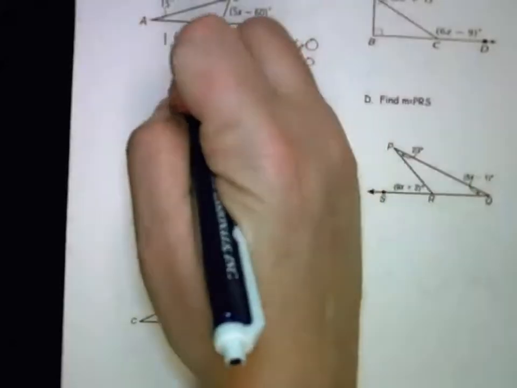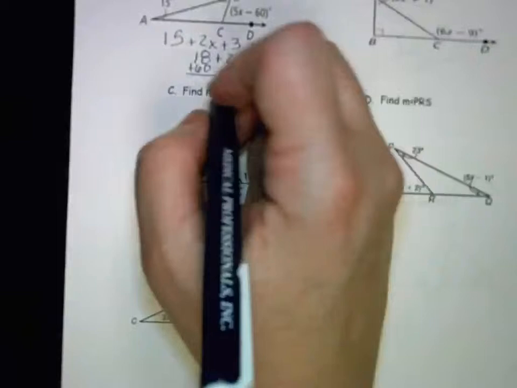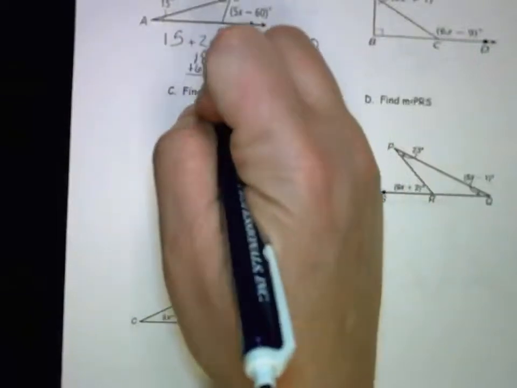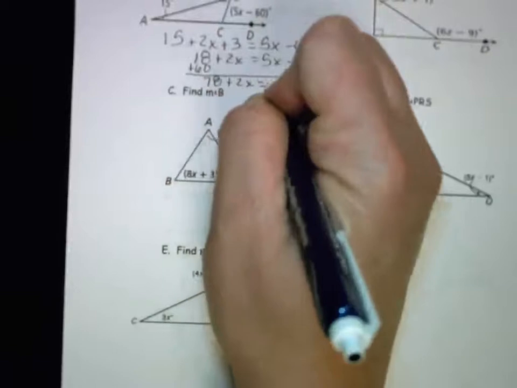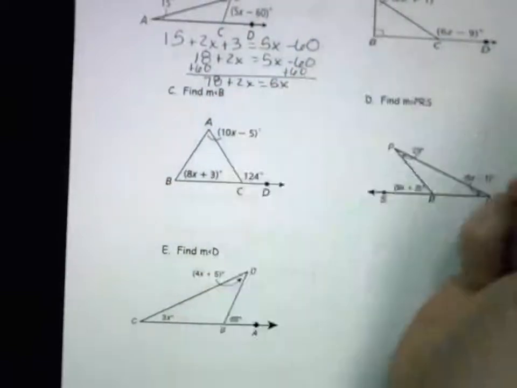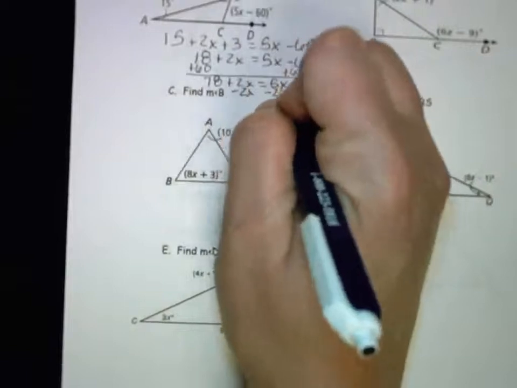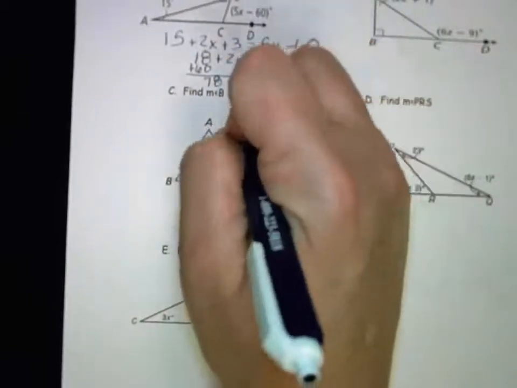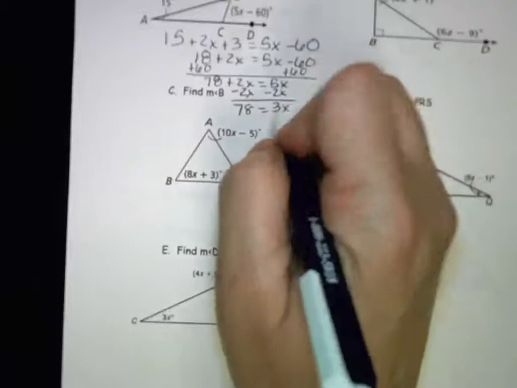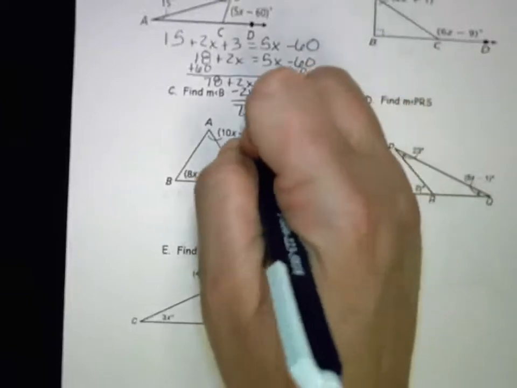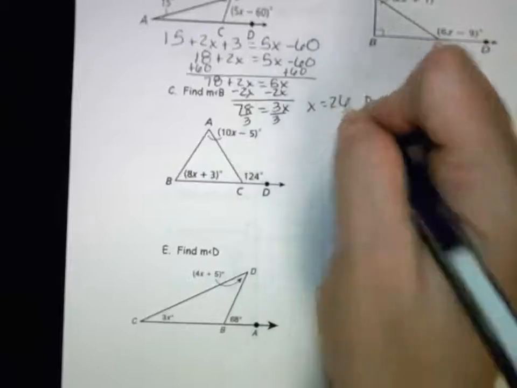Adding 60 to both sides. Why did I add 60 to both sides? I guess it doesn't matter. It becomes 78 plus 2x equals 5x. And subtracting 2x from both sides, you have 78 equals 3x. Dividing both sides by 3, x equals 26.